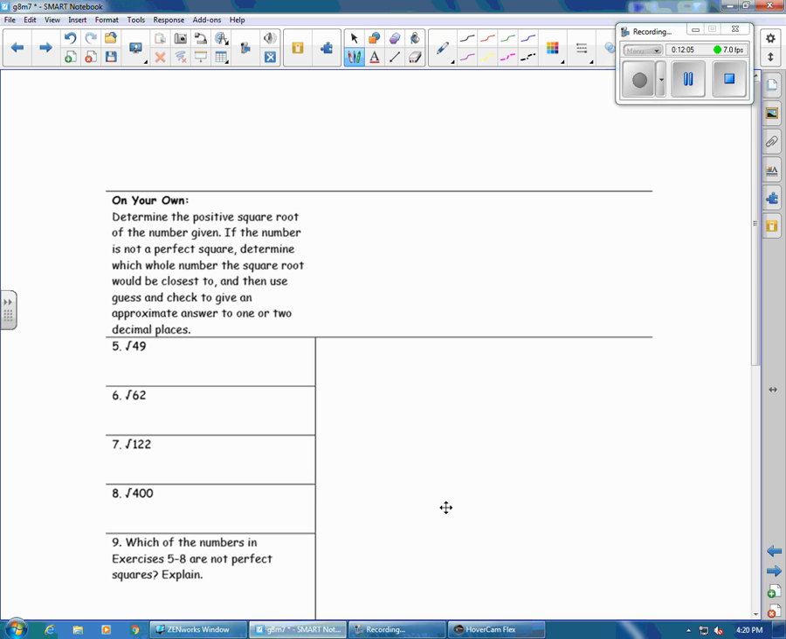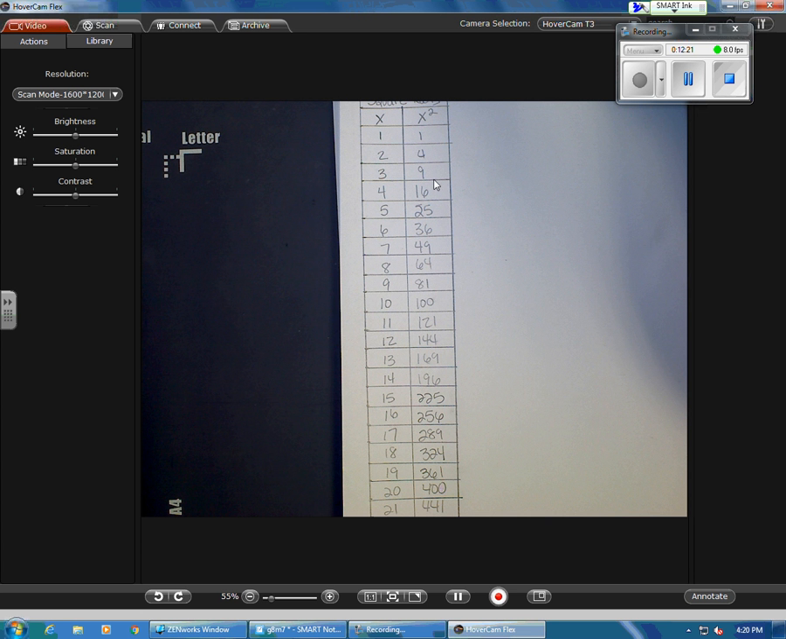So the square root of 49, I'm going to write it in here because we need all of our workspace, is 7. If we have to say why, it's because 7 times 7 is 49. 62 is not a perfect square. Whoops, I guess I should have you check your square root chart. Look for 62. It's not a perfect square. It's less than the square root of 64, and it's greater than the square root of 49.